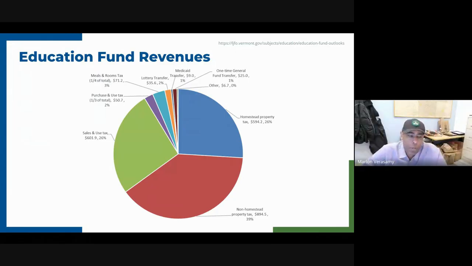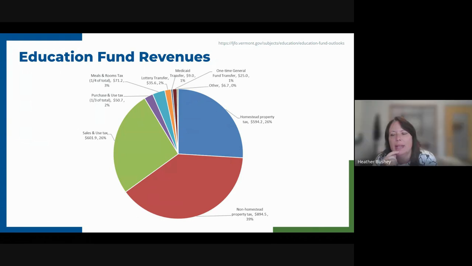Hey, Heather, question for you. Community members ask us all the time in the last couple of years about marijuana tax money. I'm assuming that's part of the sales and use tax. It's lumped in there because I think there's always this idea that in other states, like Colorado, they get a lot of money from that. We're a smaller state, so I think people assume it's a lot bigger portion. I think that's actually separate, and I don't think it's going toward the Ed Fund.